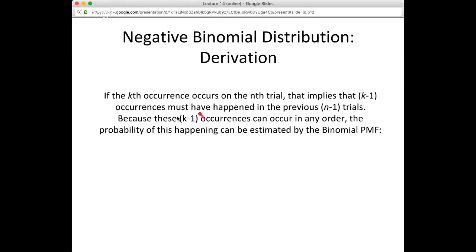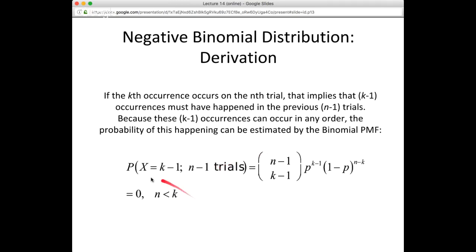And because these k-1 occurrences can occur in any order, we're really talking about the probability of this happening being estimated by the binomial PMF, which allows for all of those k-1 occurrences to essentially occur in any order over n-1 trials. So if we just write out the probability for k-1 occurrences over n-1 trials, that's again the binomial PMF. We're letting the random variable for the number of occurrences in n-1 trials be equal to k-1. And then that's just going to be the binomial PMF.